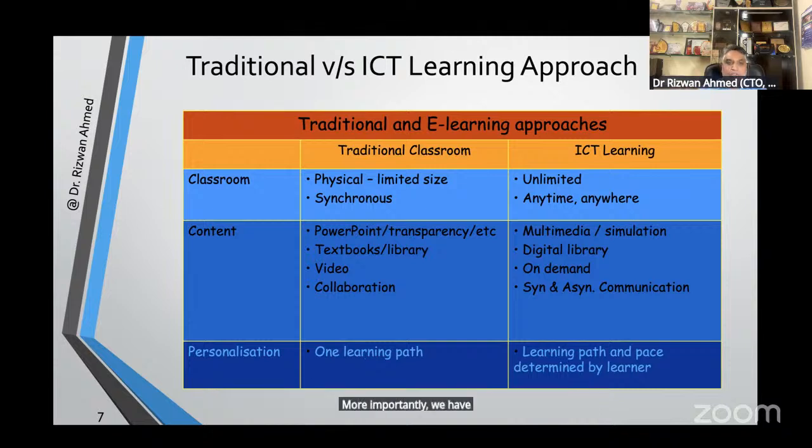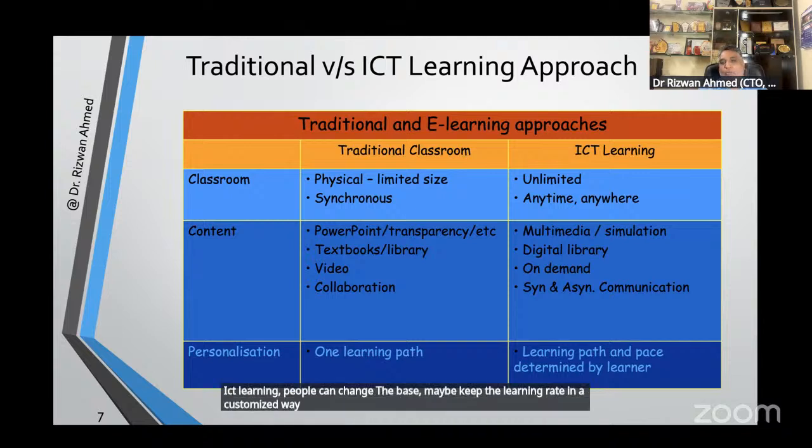Some of these contents could be on demand. So it gives us the flexibility in terms of how I want to pace the learning. Because if I'm delivering the session to 100 students, not everyone is at the same level. Maybe some people are fast, some are slow, some are average, right? So I need to adjust my tempo of teaching accordingly. But in the case of ICT learning, people can change the pace and keep the learning customized.